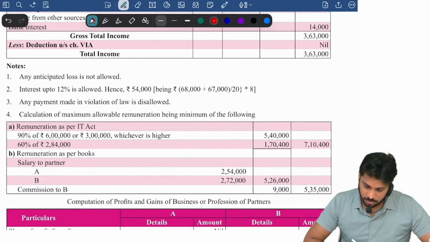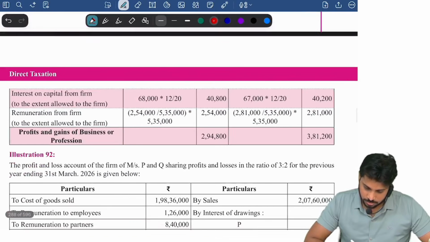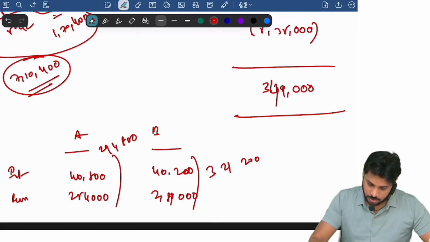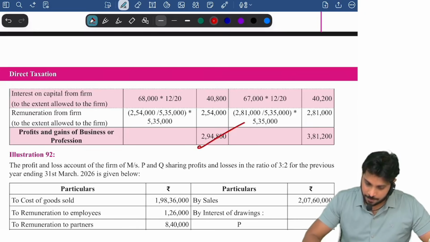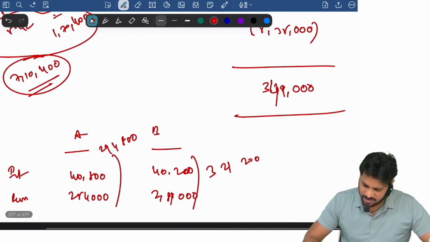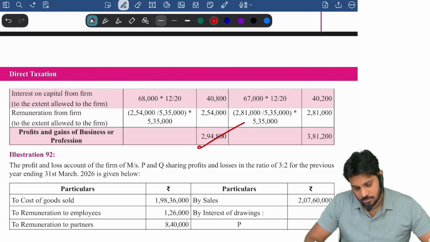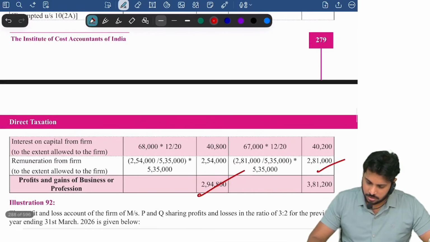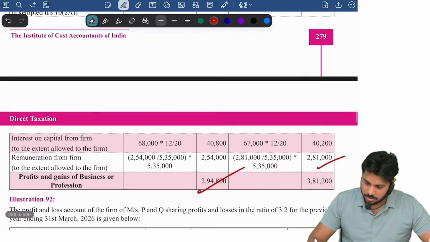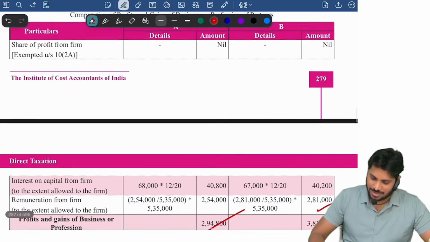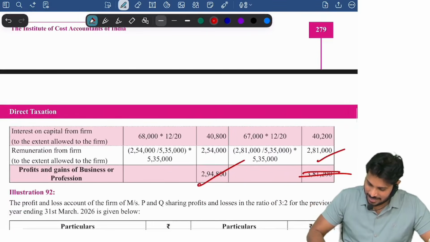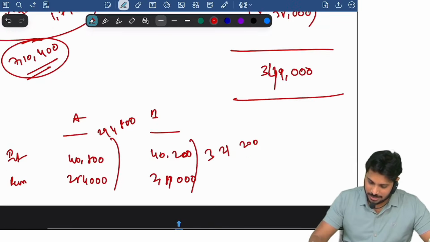Oh, something is gone. In the hands of A, 2,94,800. Correct. In the hands of B, 3,81,200. How come? Yeah, correct only, 2,81. The totaling is wrong here, no? 3,81. Oh, the totaling is wrong here. We are correct only. How much is it? 3,21,200.